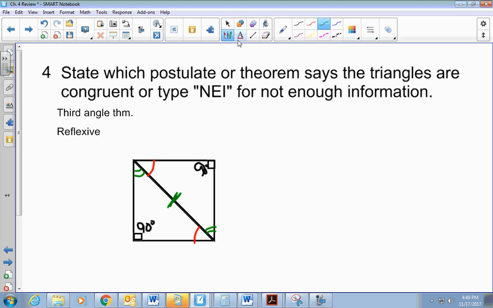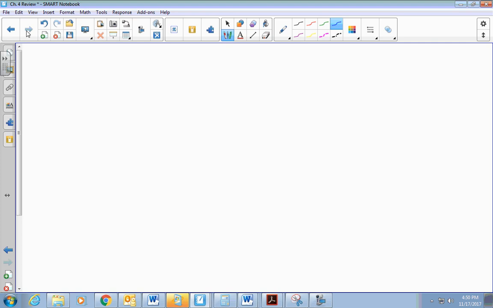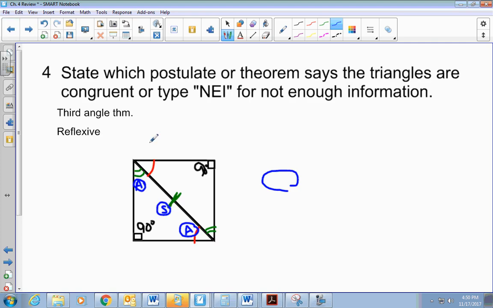And then we're going to take the walk around. So we got angle, side, and angle. So out of the 4 choices, this triangle is congruent by angle, side, angle. All right, and that concludes your chapter 4 review.